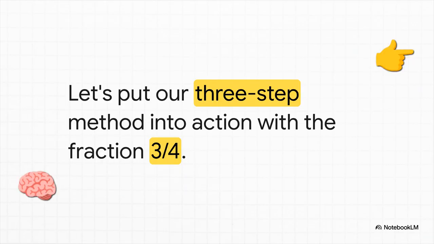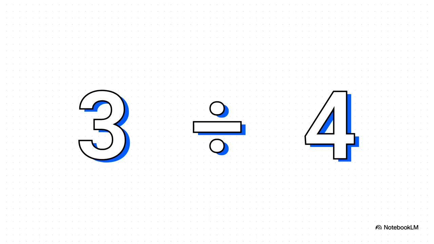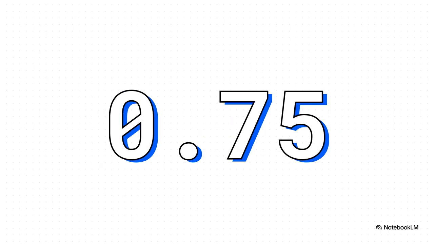Okay, let's go back to our first example, 3/4. We've got our fraction. Now for step 2. We just rewrite it as what it's telling us to do. 3 divided by 4. See? It's not this abstract idea anymore. It's a clear calculation we can actually do. And when you do that division, what do you get? 0.75. And just like that, 3/4 is now in its decimal form. It really is that simple.